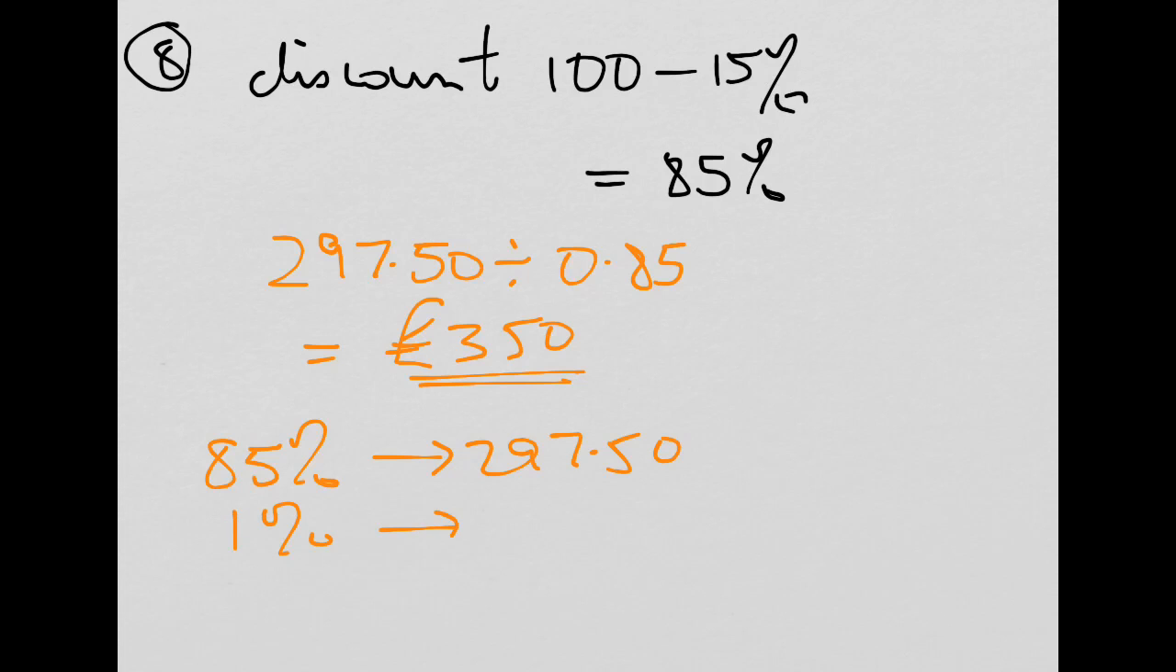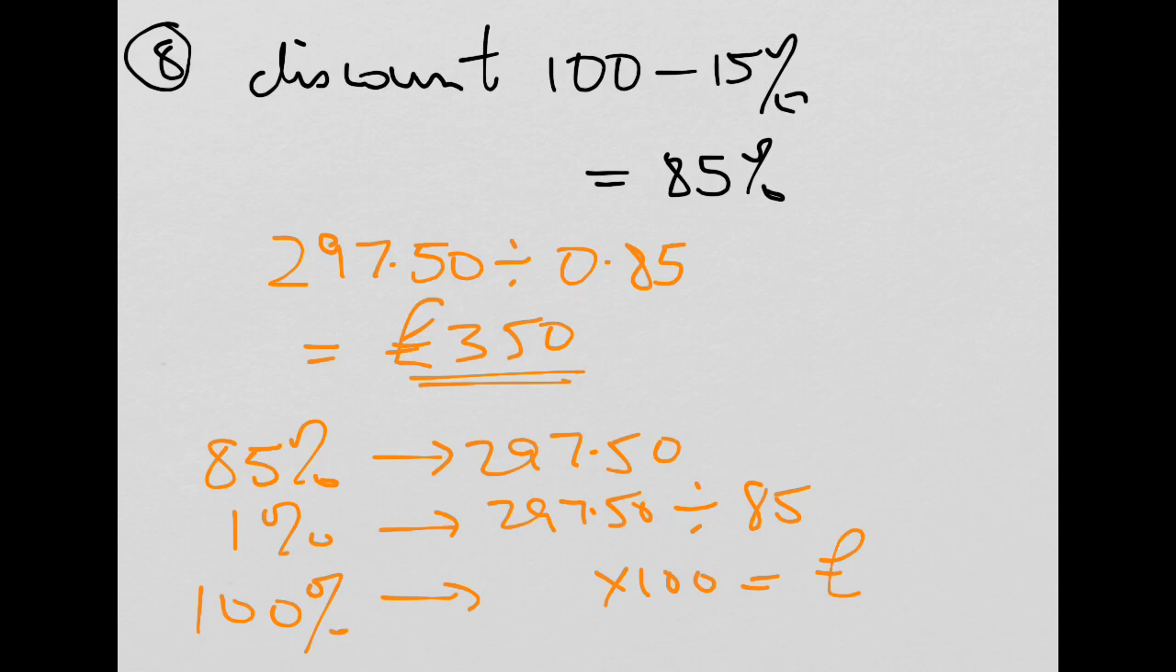The other way to do it is that 85% is equivalent of £297.50, 1% is £297.50 divided by 100, and then divided by 85, and then 100% you're looking for before the sale price. Take that number, times it by 100, and you'll still get the same answer, £350.